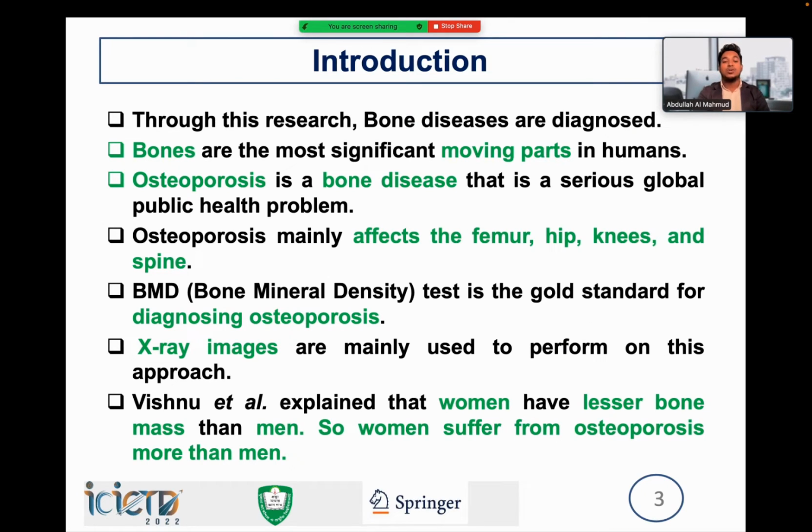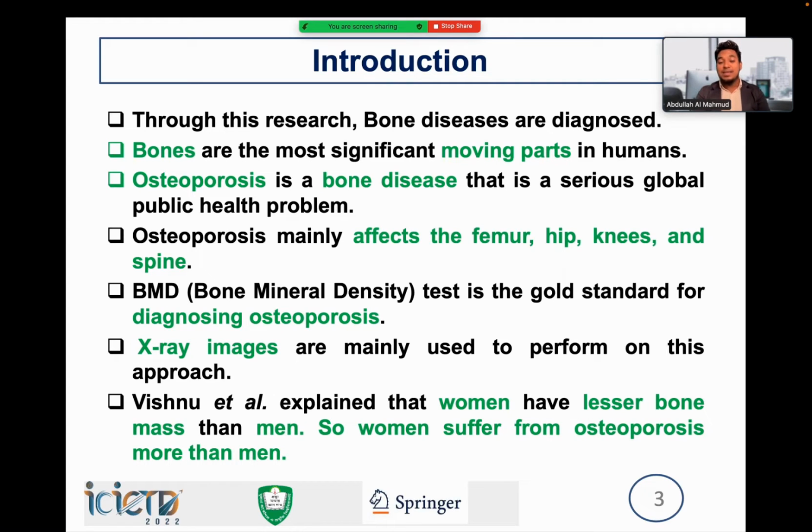Introduction. Well, through this paper, bone diseases are diagnosed. Bones are the most significant moving parts of our body, and osteoporosis is a kind of disease that occurs in bone. Osteoporosis mainly affects human bones like the femur region, hip region, knees and spine, etc. BMD, that means bone mineral density test, is a gold standard for diagnosing osteoporosis.